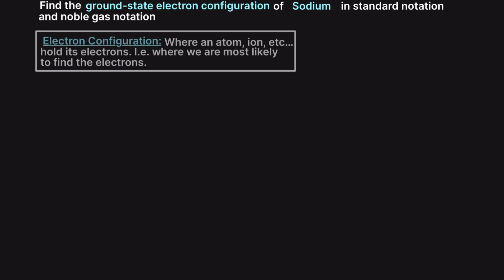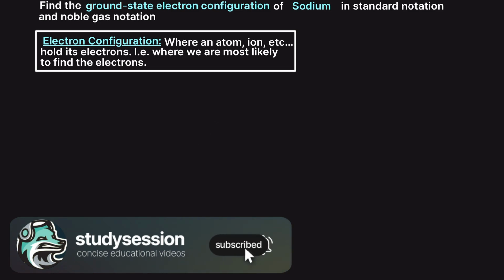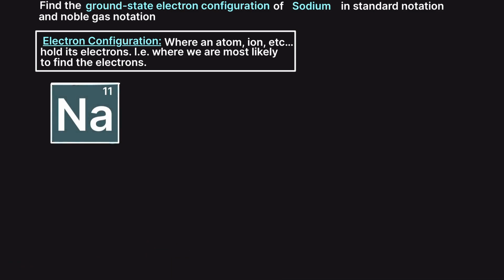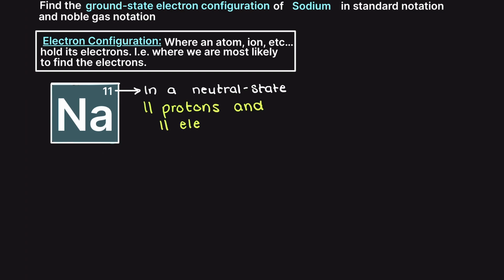When finding the electron configuration of an atom, we are being asked where does that atom place its electrons, i.e. what shells and orbitals are its electrons most likely to be found. So, to solve this, the first thing we need to do is look at our periodic table and see how many electrons a sodium atom actually has in its ground or unexcited state. Looking this up, we can see that sodium is number 11 on our periodic table, meaning that in a neutral state, no positive or negative charge, our sodium atom will have 11 protons in its nucleus and thus 11 electrons surrounding that nucleus to maintain the neutral charge.